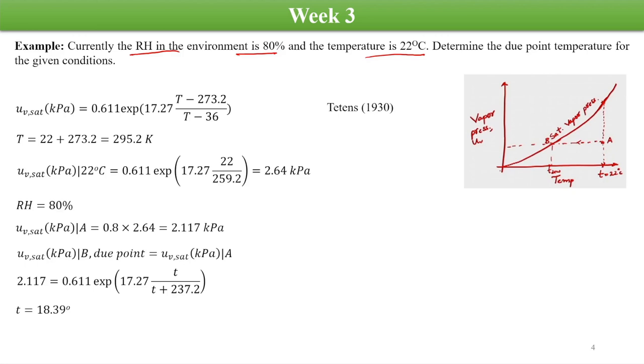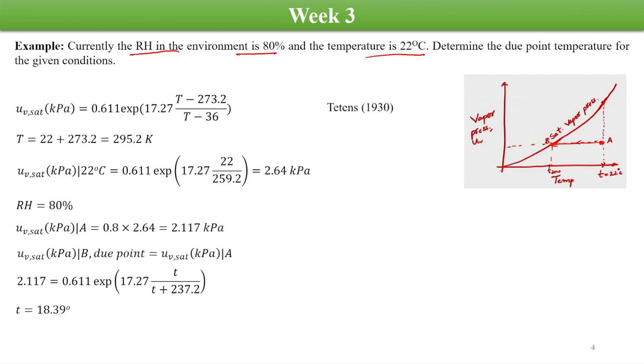So we need to approach which line? We need to approach the saturated vapor pressure line. So for now we are somewhere here, and by decreasing the temperature, we need to approach this line of saturated vapor pressure. At this point, we will form the dew, right? So we need to approach from A to B. So first we will determine what is the Uv saturated value.